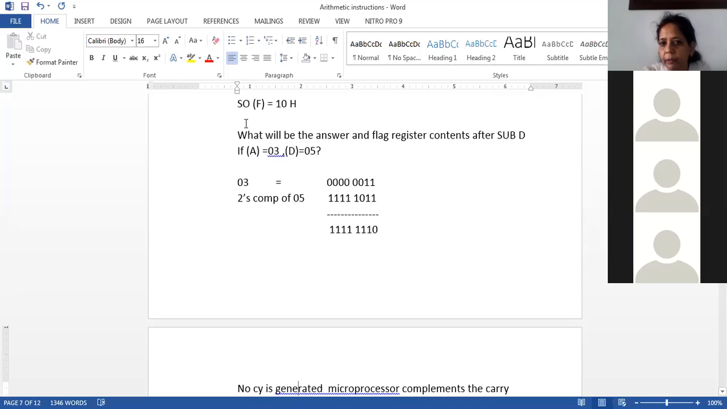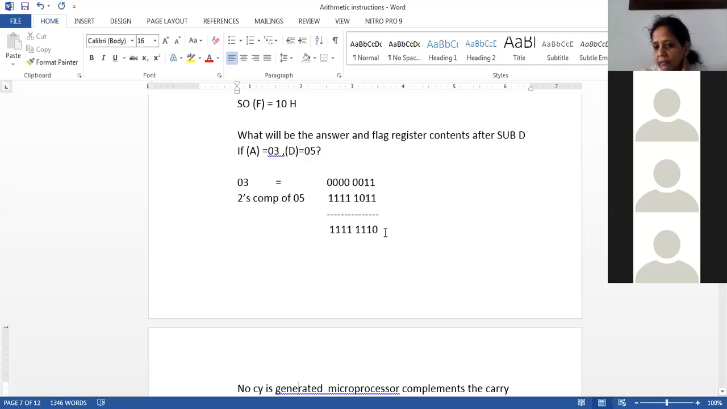Now let's see if I am subtracting 5 from 3. Where is 5? In the D register. So if I have an instruction SUB D, D has 05, A has, for example, 03, then the 2's complement of 5 is this, correct? 05, two-digit number ahead. So the 2's complement is this. The microprocessor adds it with the accumulator. The answer is now this, right?